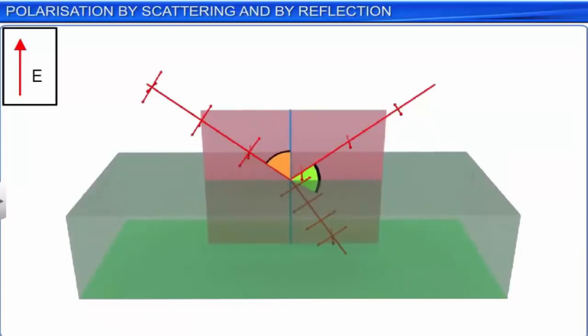This means, at the angle of incidence of the polarizing angle, the reflected light is completely polarized perpendicular to the plane of incidence, and the refracted light is partially polarized. The intensity of the refracted light is much more than the intensity of the reflected light. At the polarizing angle, it is experimentally found that the reflected and the refracted light are at right angles.